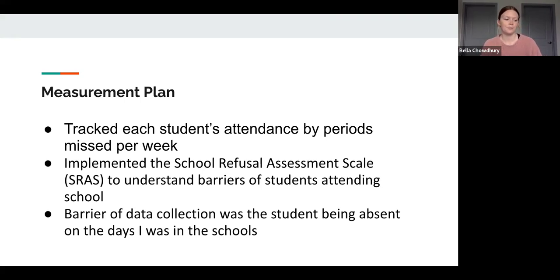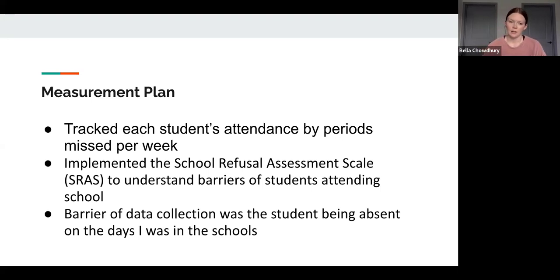And so in Hilliard, there are 40 periods in one school week, 8 per day. And so for each week, I tracked the students' attendance on how many periods they missed that week out of 40. I also implemented an evidence-based assessment scale, the School Refusal Assessment Scale, to understand the barriers of why these students were potentially not attending school.